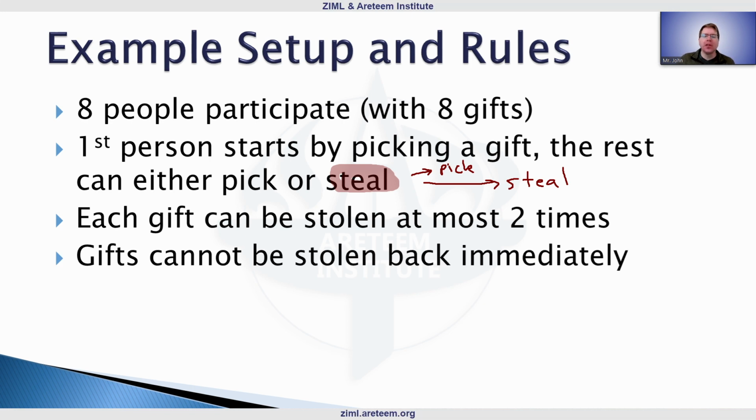And with these stolen twice, gifts cannot be stolen back immediately. What I mean by this is if person 1 steals person 2's gift, P2 cannot immediately, and I'm going to keep stressing this word, but not really tell you why. You should be able to think about that more for later.